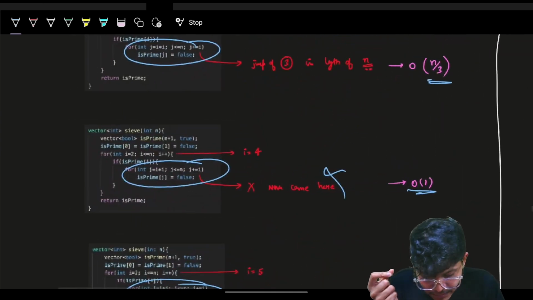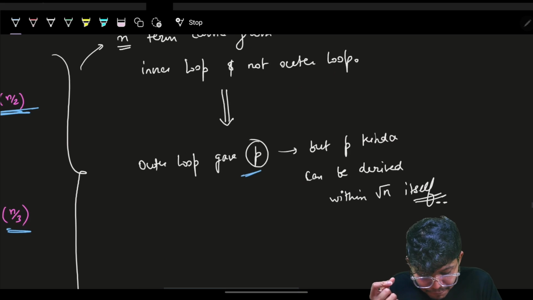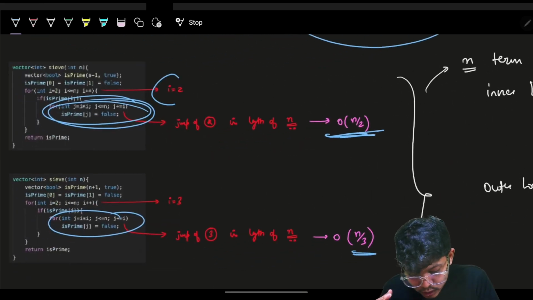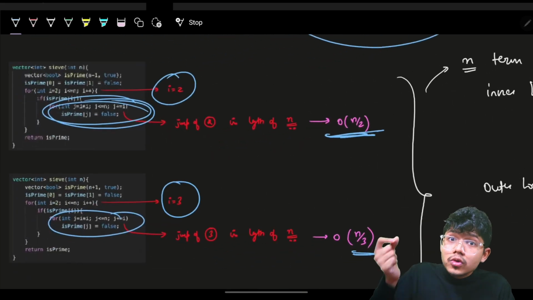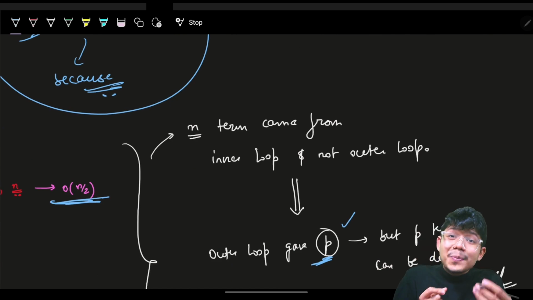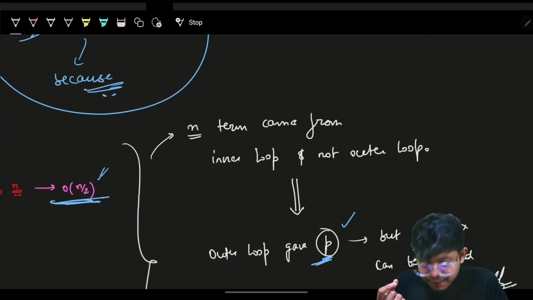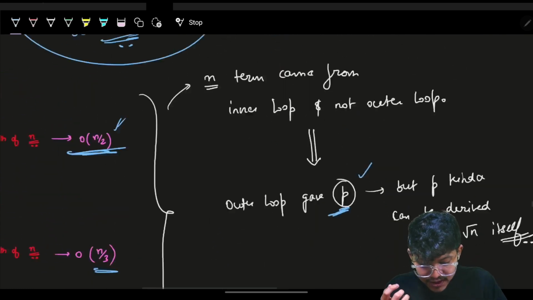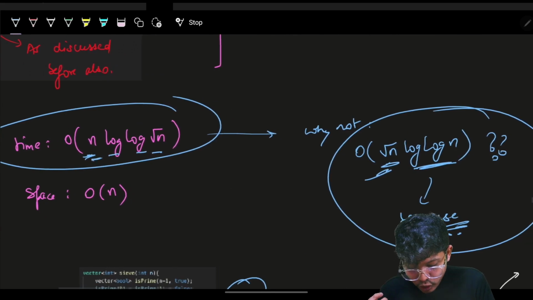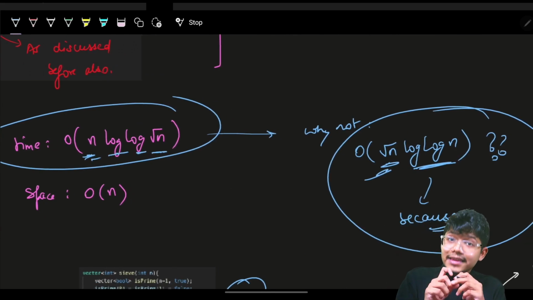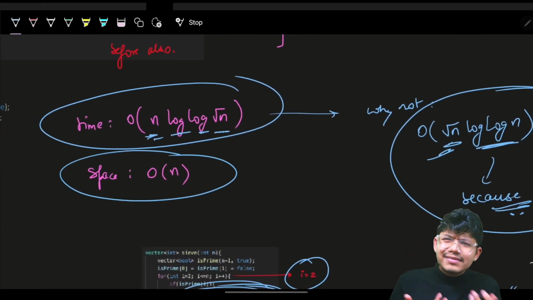The outer loop gives me the p factor. If you remember, the p factor was because of i equal to 2, i equal to 3, which is the outer loop. So now you're actually reducing this p factor and not the n factor. Thus, the complexity is O of n log of root n. That is the reason. Again, space is O of n, simple sieve.